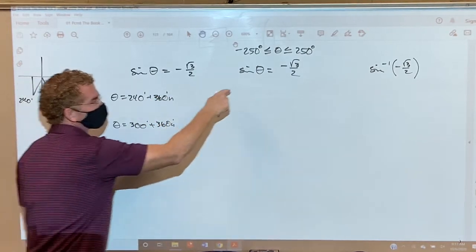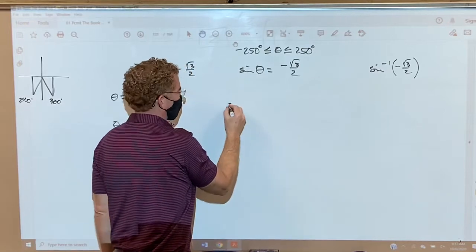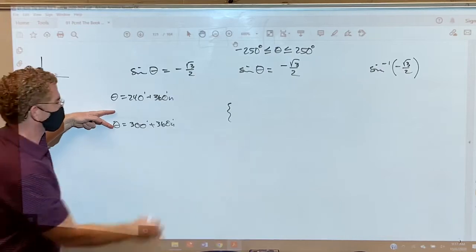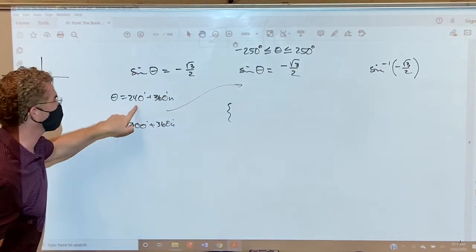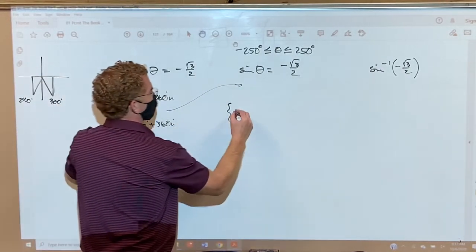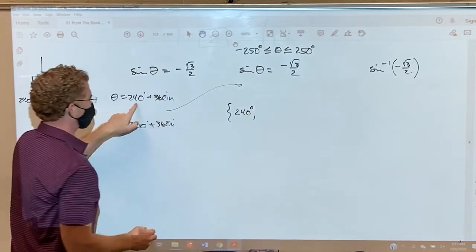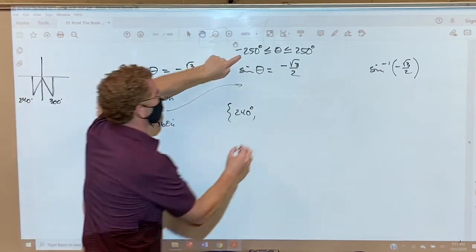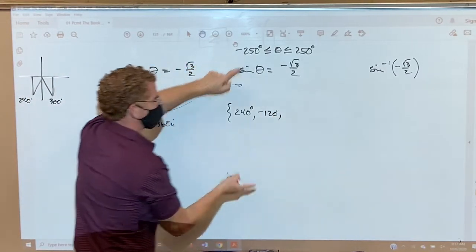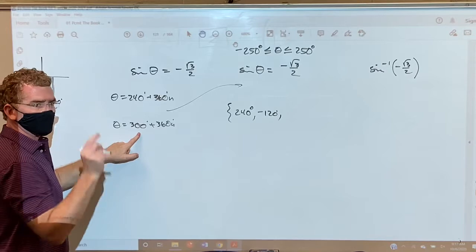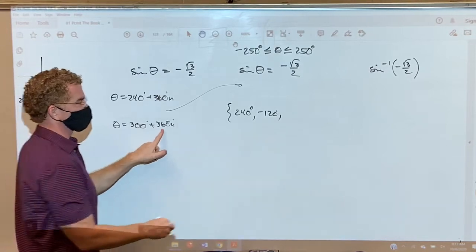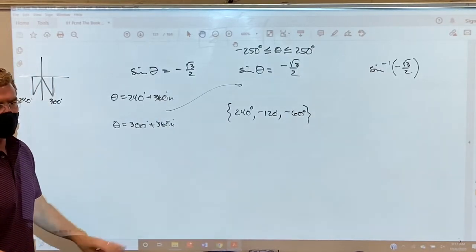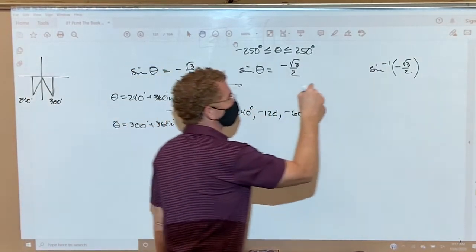Now, what's different about this? It has a limit. I still find these, right? So I'm still going to find these, but then I'm going to use them to answer that question. Does 240 work? Sure. Does 240 plus 360? No. Does 240 minus 360? Yes. That's it. Does 300 work? No. Does 300 minus 360? Yes. Does that minus another 360? No. What's the difference then here?